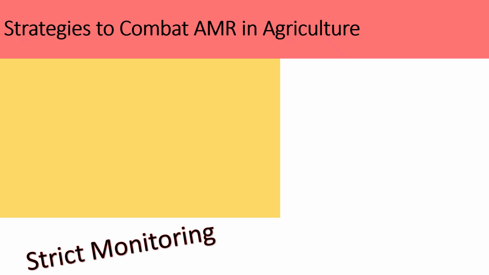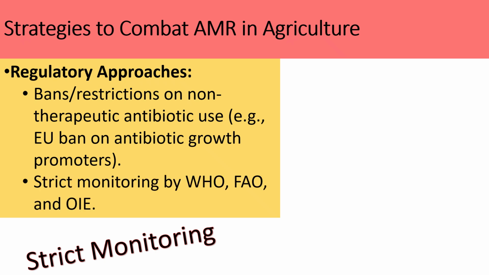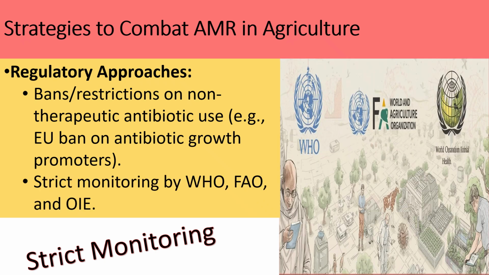Strategies to combat AMR in agriculture. The answer lies in strict monitoring. To tackle AMR in agriculture, we need a multi-pronged strategy. On the regulatory side, international bodies like WHO, FAO, and OIE emphasize strict monitoring, and many regions have banned non-therapeutic uses such as antibiotic growth promoters.